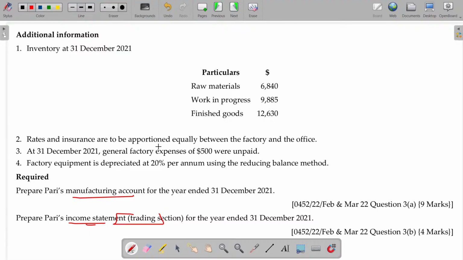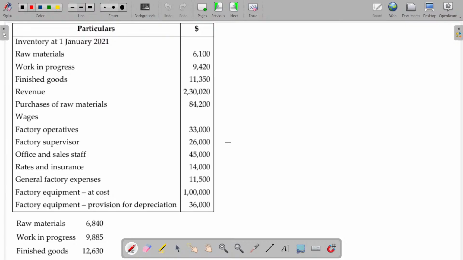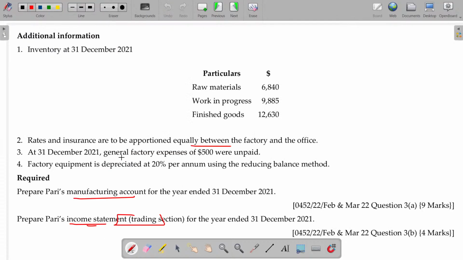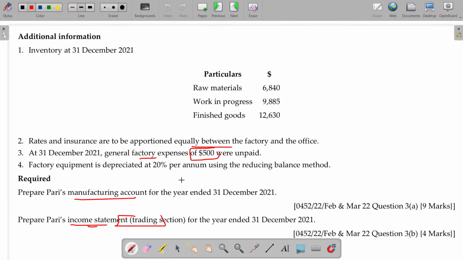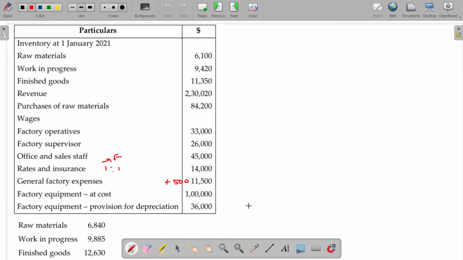Rates and insurance are to be apportioned equally between factory and office. So rates and insurance 1:1. One is for factory. General factory expenses $500 were unpaid. So there is unpaid 500 rupees. Factory equipment is depreciated at the rate of 20% using reducing balance method. So you subtract this one, and on that 20% will be the depreciation.